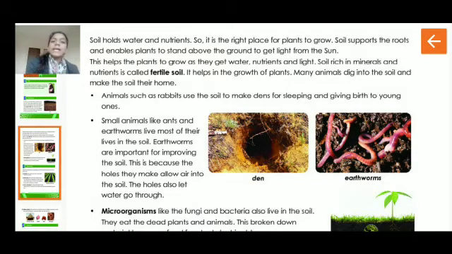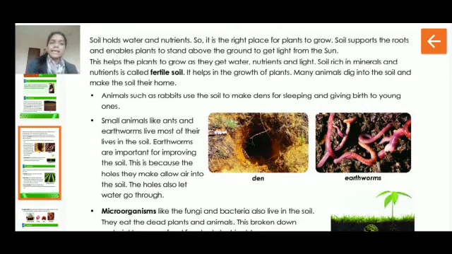Next is, this helps the plants to grow as they get water, nutrition and light. Soil rich in minerals and nutrition is called fertile soil. You will underline, soil rich in minerals and nutrition is called fertile soil. So what is fertile soil? Fertile soil is soil which has nutrition and minerals in it, which is required for plants to grow. So such good soil is called fertile soil. It helps in the growth of plants.